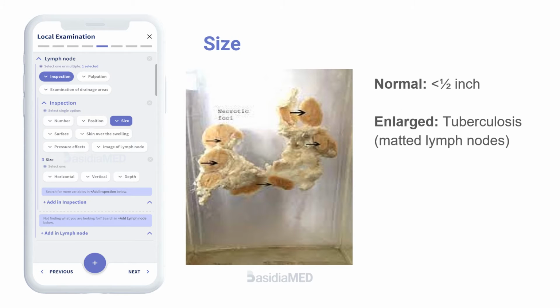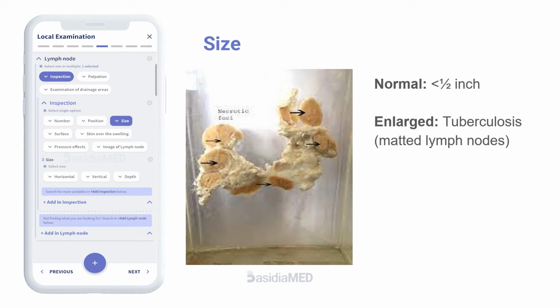Size. Normally, nodes are usually less than ½ inch across in size. It may be described by the patient as the size of a small pea. When enlarged, they can progress extensively, sometimes even to the size of a golf ball. In tuberculosis, lymph nodes attach together and are referred to as matted lymph nodes.